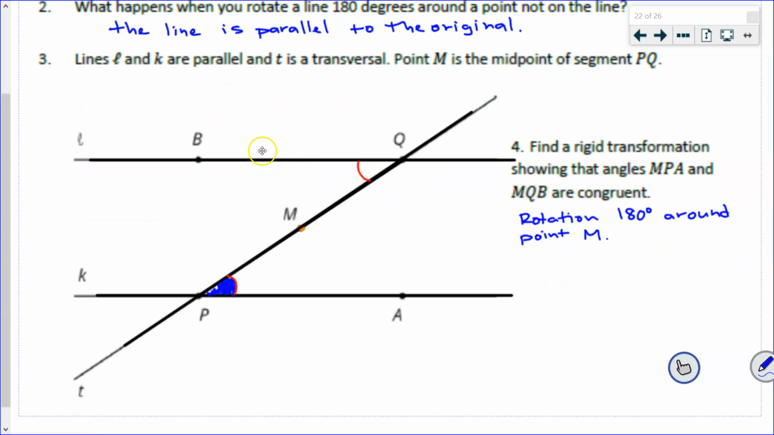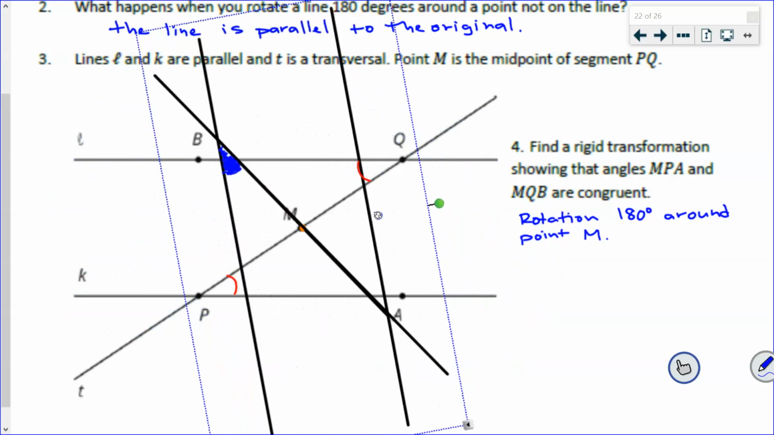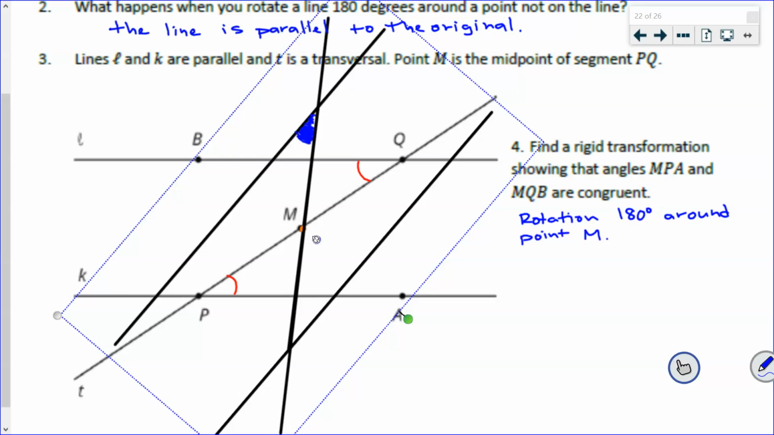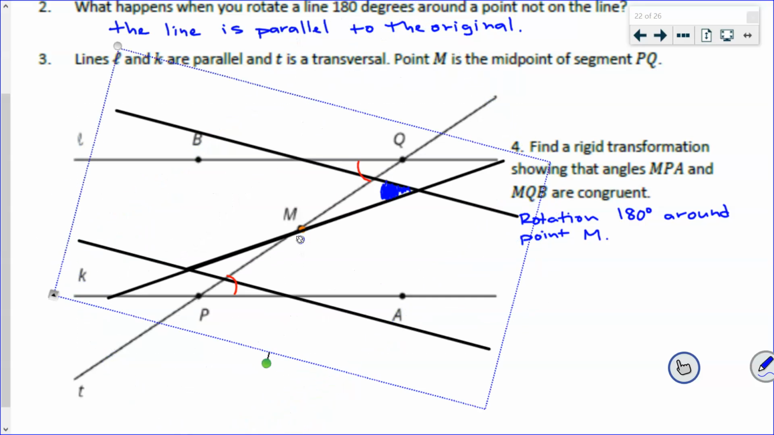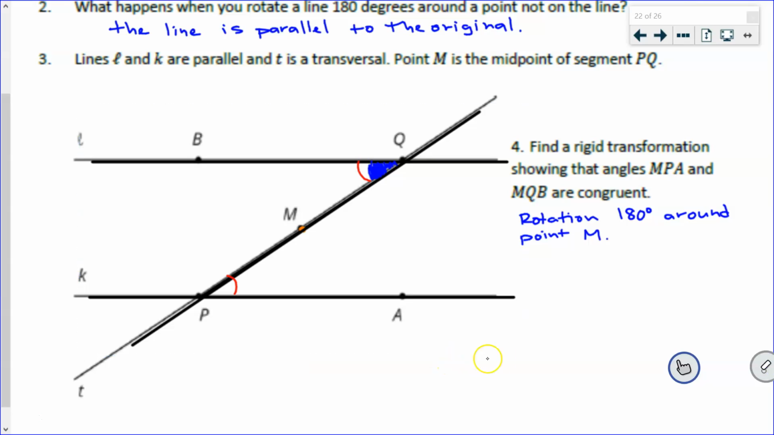A rotation 180 degrees around point M. So here it is, rotating around point M. That blue is what I colored in around P, and now what do you see? Wow, that's the same. So we were able to use a rotation 180 degrees around point M to show that this angle that was red is the same as this angle that is also red. And that is a new thing that we are going to call, well, I'll tell you in a second. I'm not going to give it away yet.